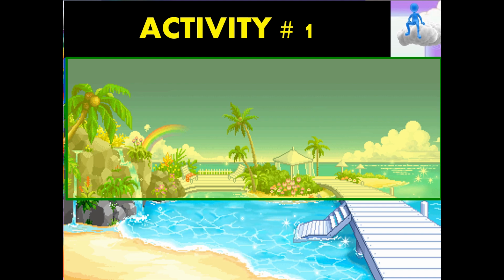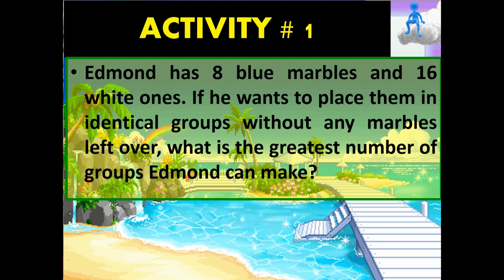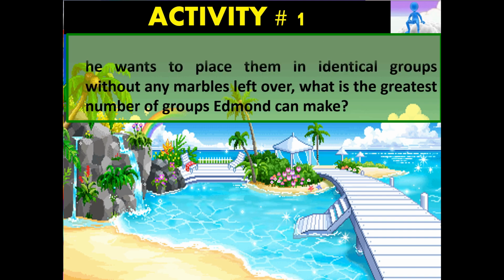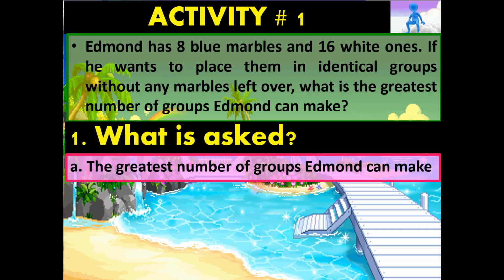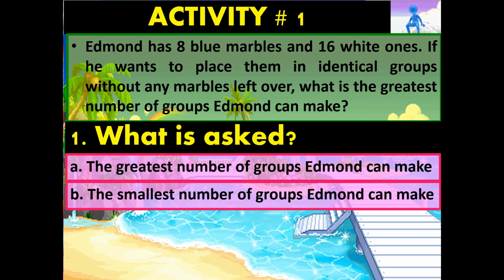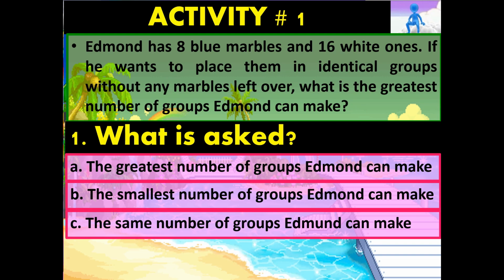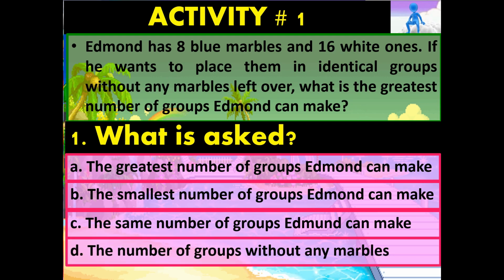Let's begin. Edmund has 8 blue marbles and 16 white ones. If he wants to place them in identical groups without any marbles left over, what is the greatest number of groups Edmund can make? Question number 1. What is asked? A. The greatest number of groups Edmund can make. B. The smallest number of groups Edmund can make. C. The same number of groups Edmund can make. Or letter D. The number of groups without any marbles. Your 5 seconds starts now.